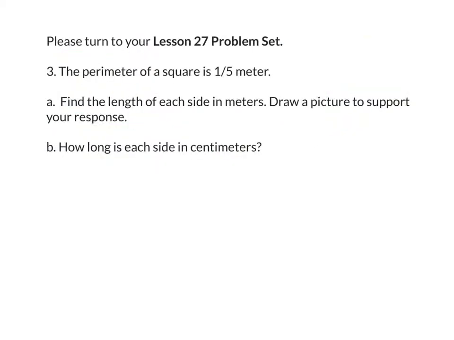The information given to us says that the perimeter of a square is 1/5 of a meter. Okay, let's stop before I even read what the question's asking. Let's understand what that means. What does perimeter mean?